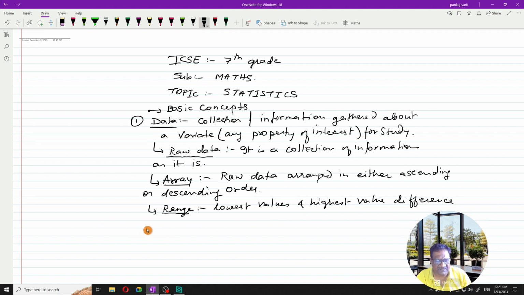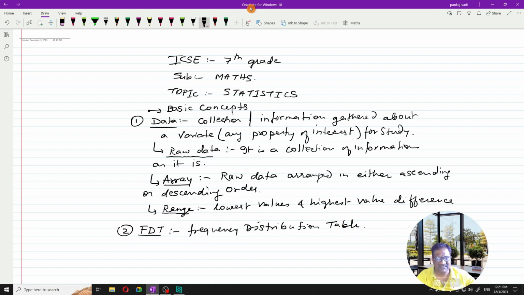And then comes something called the frequency distribution table. Now this is very important. Frequency distribution table, FDT. I'll write the full form also for you: Frequency distribution table. Now what is this frequency distribution table?